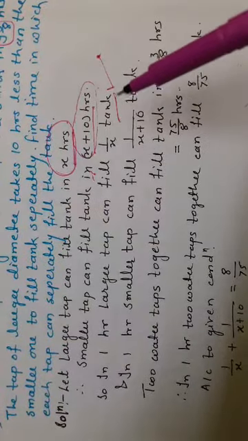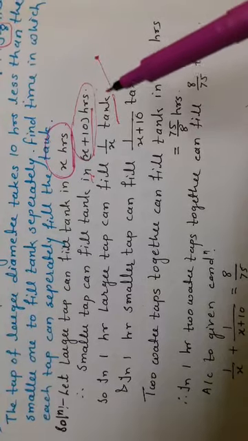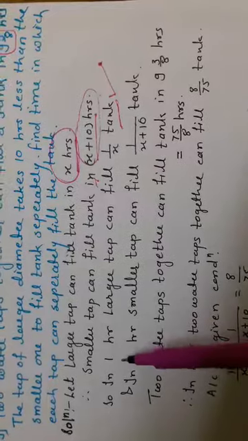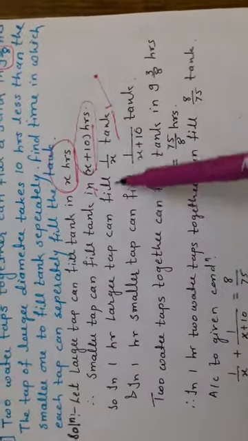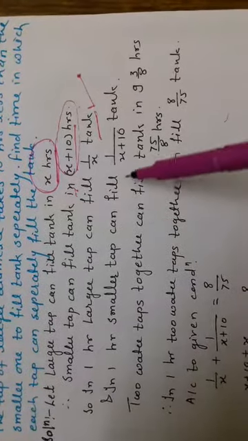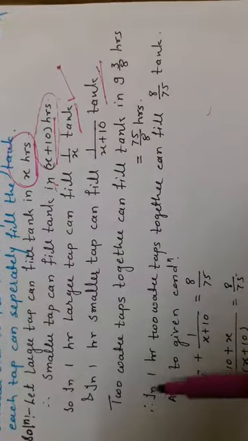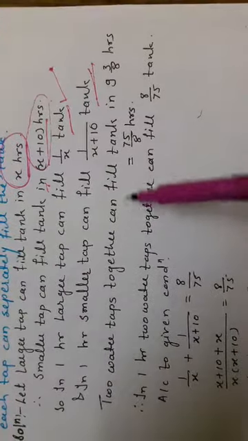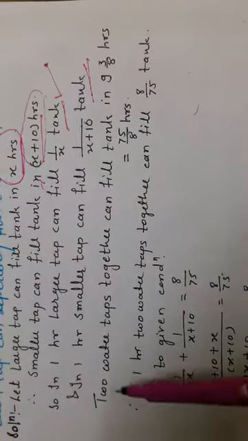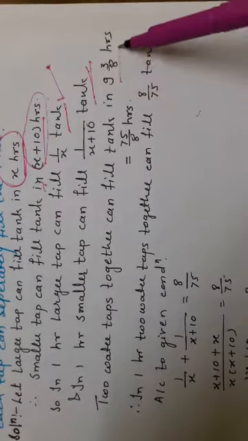Because when we are thinking about direct and inverse proportion, work and men are in inverse proportion. That's why whenever we say here, in 1 hour the larger tap can fill 1 by x of the tank, and in 1 hour the smaller tap can fill 1 upon x plus 10 of the tank. Now the two water taps together can fill the tank in 9 3 by 8 hours, meaning if both the taps are started to fill the tank, how much time is required?